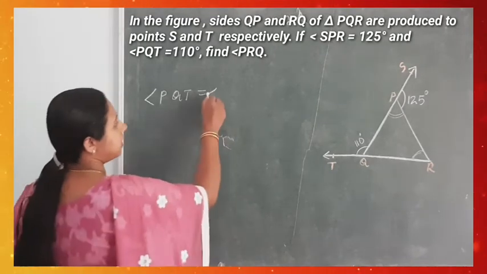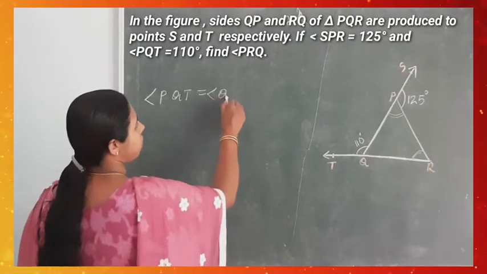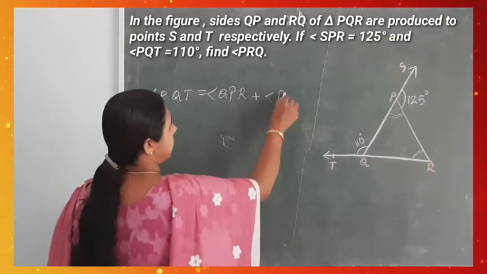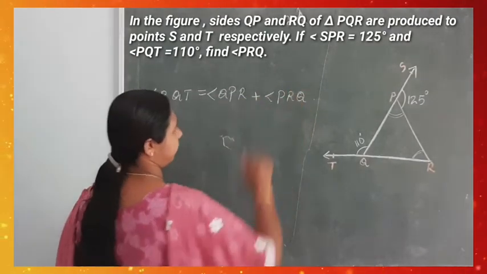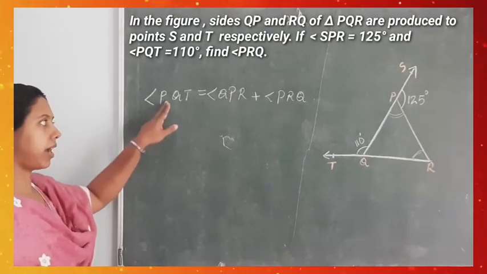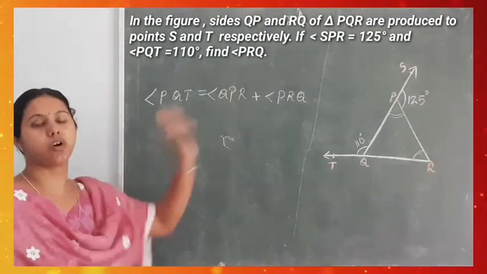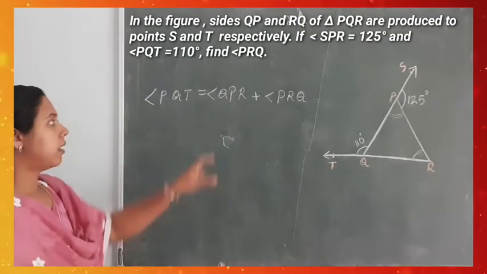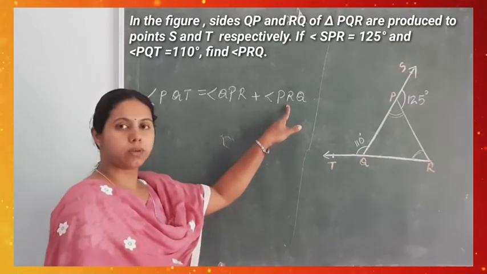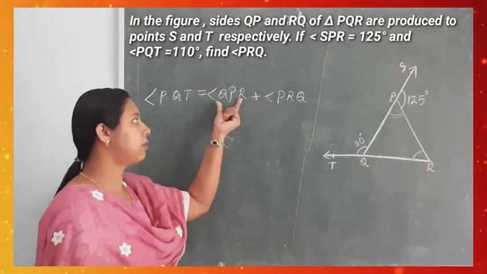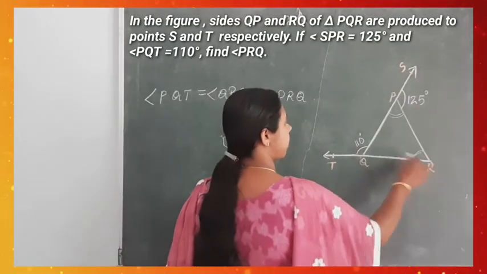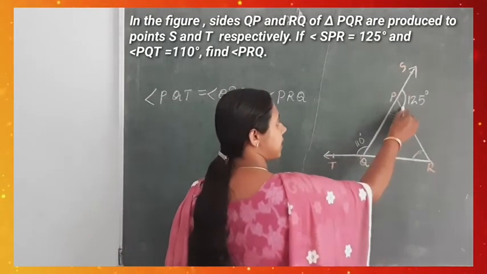That is angle QPR plus angle PRQ by theorem 6.8. An exterior angle of a triangle is equal to the sum of the two interior opposite angles. The angle QPR we don't know, and angle PRQ also we don't know. But you can find out angle QPR, because this angle is given.